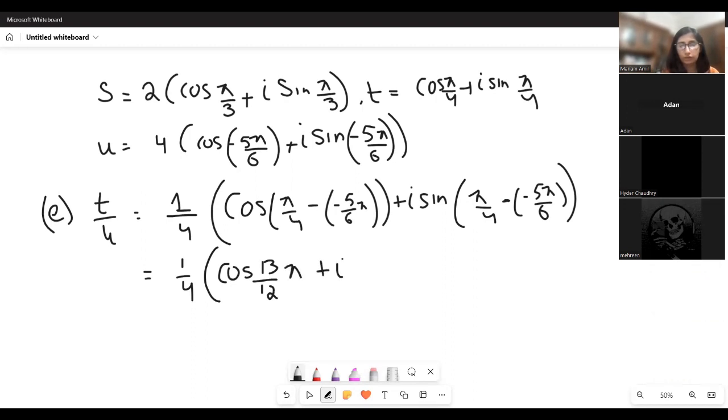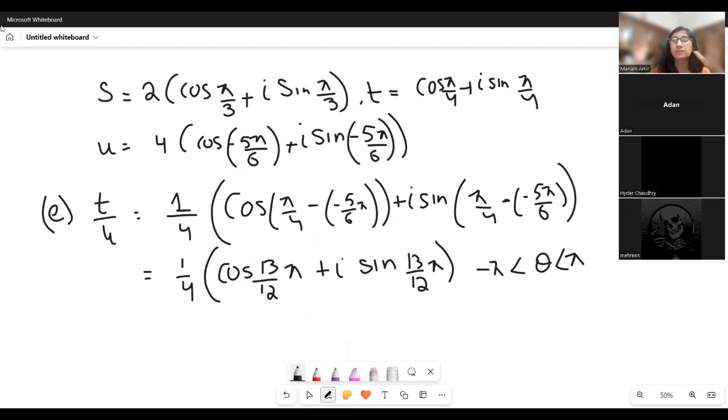Plus iota sine 13 by 12 pi. Before we move on, we must stop and check whether the theta is within the appropriate range. Is it between pi and minus pi? It is clearly not, because 13 by 12 is 1 point something. So it is 1 point something pi. So it's bigger than pi, not acceptable.